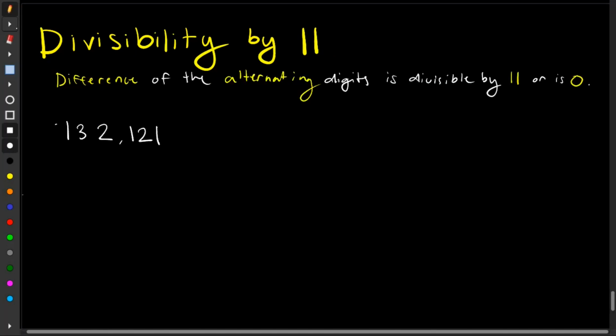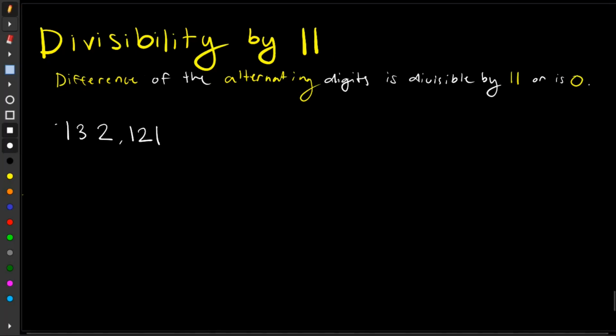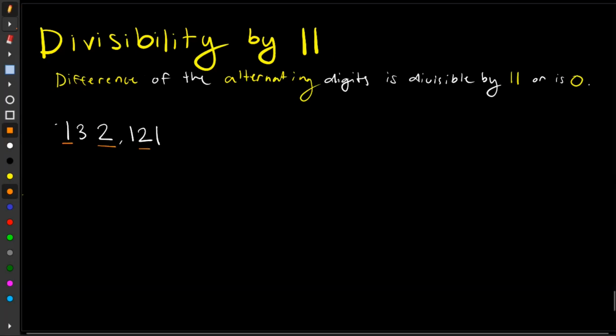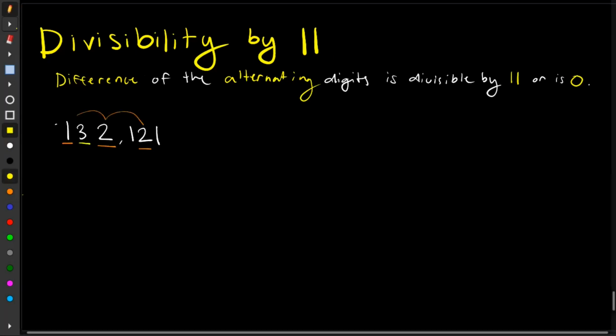So lastly, we have divisibility by 11. This one is also a bit complex. So we have the difference of the alternating digits is divisible by 11 or is 0. So when we say alternating digits, what we do is this one is grouped with this one and this one. So it's alternating. And this one is grouped with this one and this one.